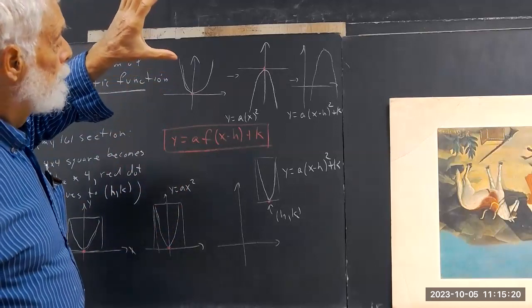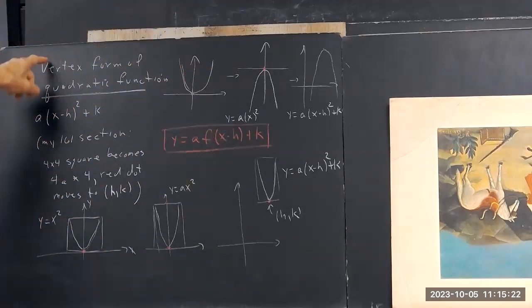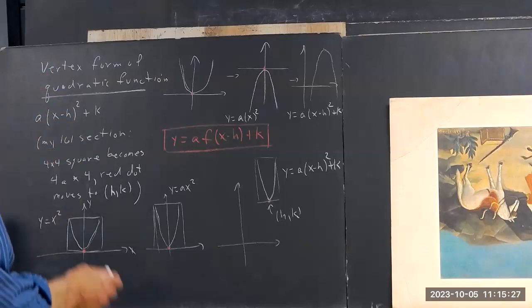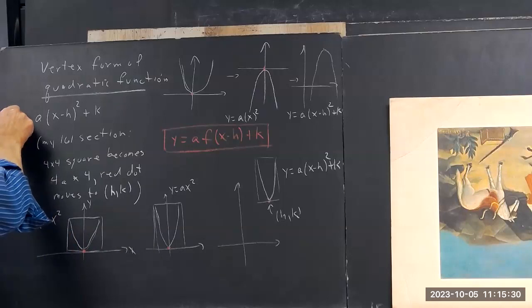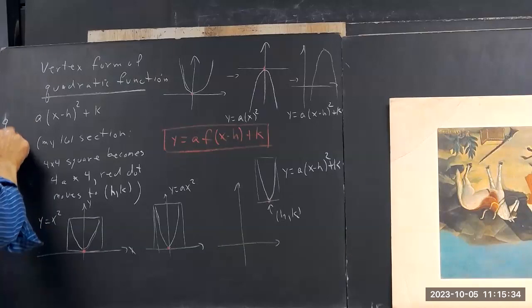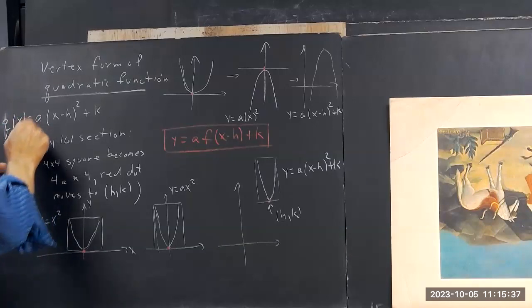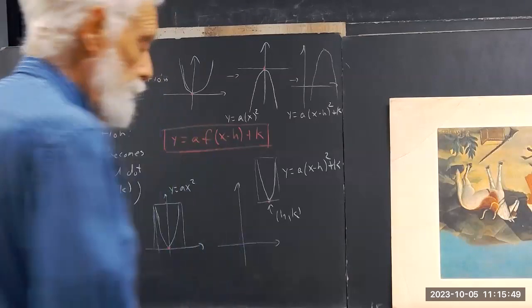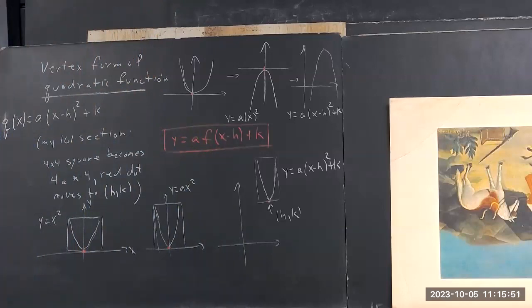Focusing on the quadratic function, this is the vertex form. I'll call it q of x, the quadratic. q of x equals a times the quantity x minus h squared plus k. Okay. Now, we have other forms.